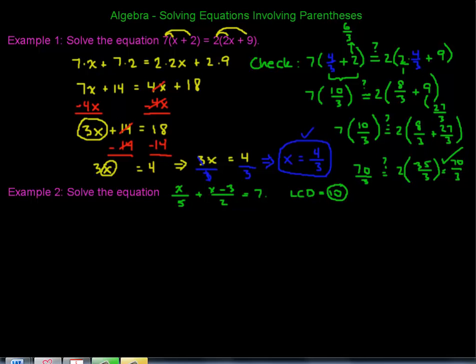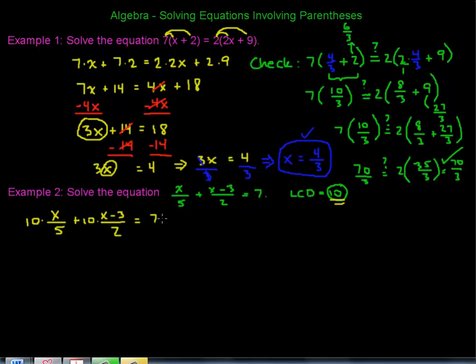simplifying it a bit. So let's start over here. We have x over 5 plus x minus 3 over 2 equals 7. Okay, so now in order to get rid of these fractions, we want to multiply each term of the equation by this least common denominator. That will help clean out our fractions.